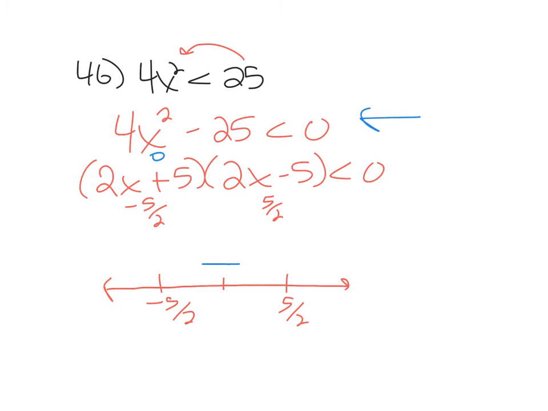Now I'm going to pick something bigger than 5 halves. I don't know, something like 10. So I'm going to plug 10 in up here. 10 squared is 100. 100 times 4 is 400 minus 25. That's big. That's positive. So everything past here is positive.